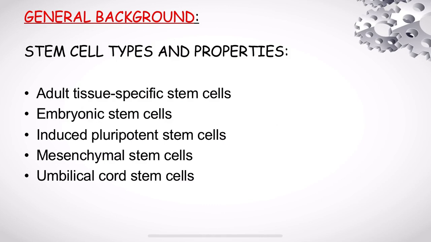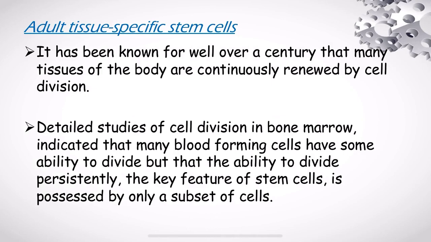General background: stem cell types and properties. So the various types of stem cells we get to see are adult tissue-specific stem cells, embryonic stem cells, induced pluripotent stem cells, mesenchymal stem cells, and the umbilical cord stem cells. Let us know more about adult tissue-specific stem cells.